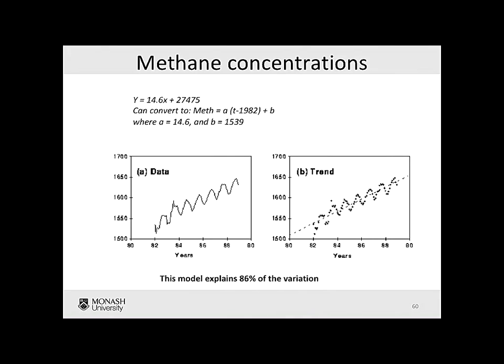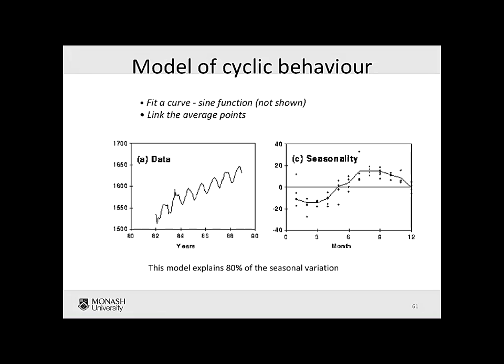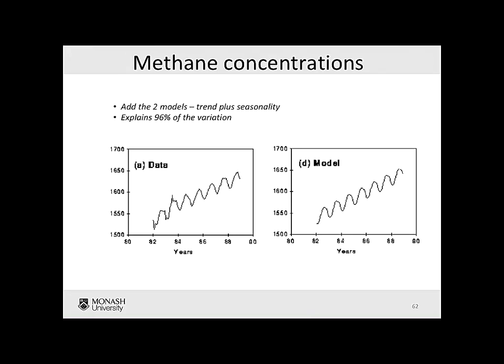So if we look at this particular trend, looking at the cycles, we can convert this data into this line and look for this trend, and it explains 86% of the variance. But if we fit a curve based on seasonality, using the sine function, we have this nice curve, but it explains 80% of the seasonal variation in the data. Together, we can combine the two, incorporating the trend and the season, and we get a much better representation of the model.